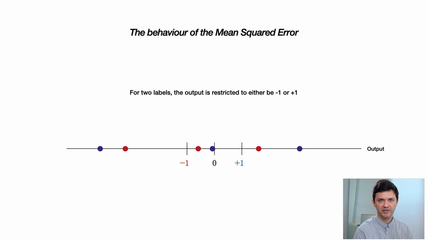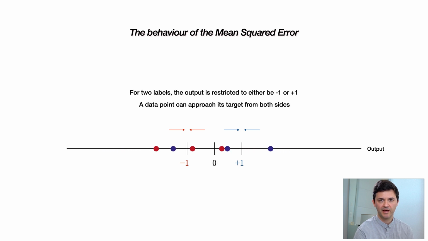Another thing that we can observe here is that a data point can approach its target from both sides, so from left and from right. So let's just look at that. So as you can see, blue points can be on the left of the +1, or they can be on the right of +1. Nevertheless, they will still be able to approach +1 or -1.